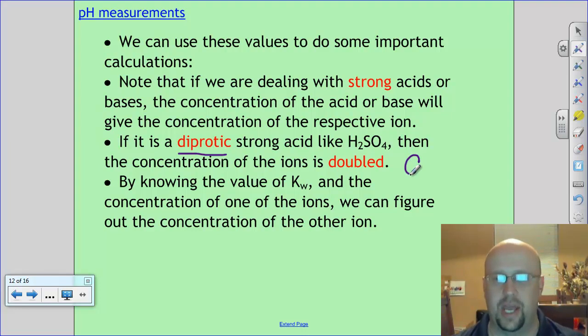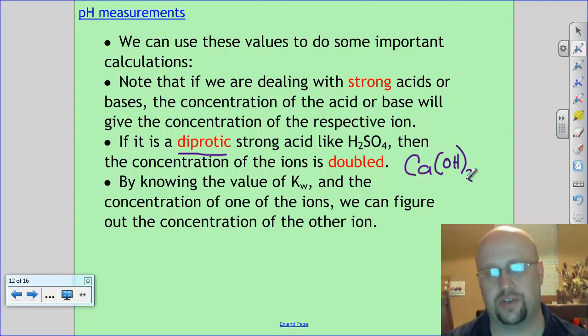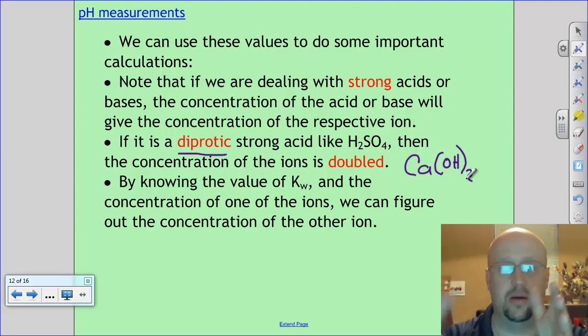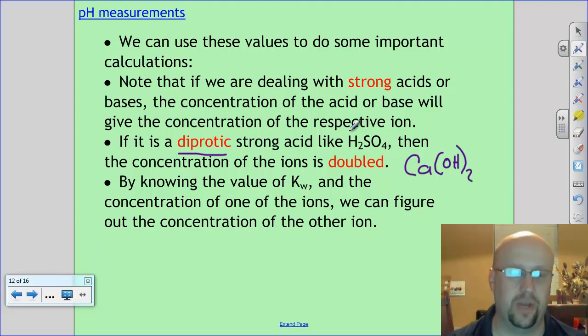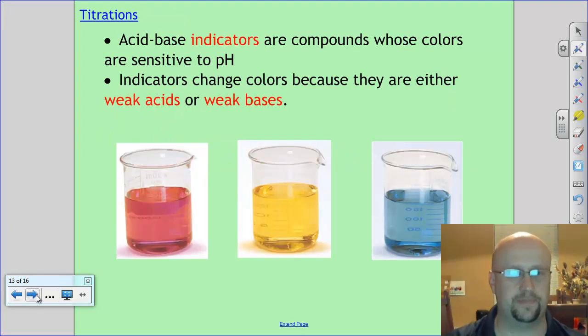Same thing if you had a base that had 2 hydroxides on it, like calcium hydroxide. To get the concentration of the hydroxide ions at the beginning, you would just take the concentration of the calcium hydroxide and multiply it by 2, kind of like you do for sulfuric acid. If I had a 1.0 molar H2SO4 concentration, I would double that, and it would have a 2.0 H plus concentration. Okay? So again, if we know Kw, which we do, and we just know one of the ions, either H3O plus or OH minus, then we can figure out what the other one is.